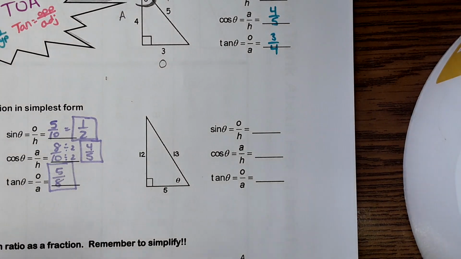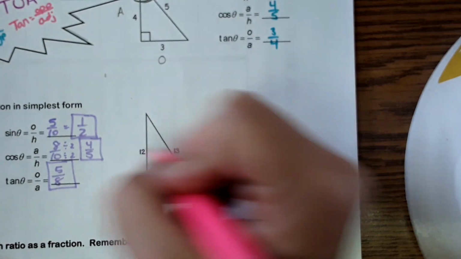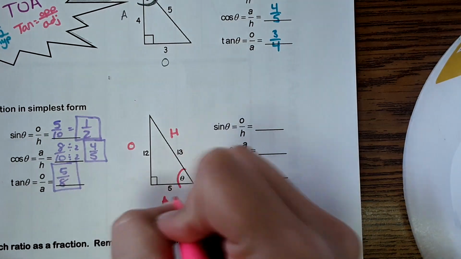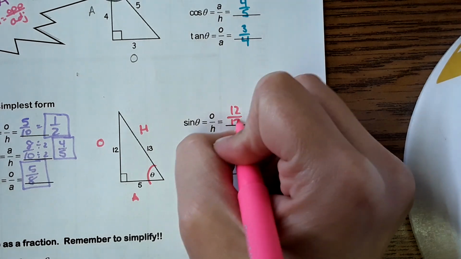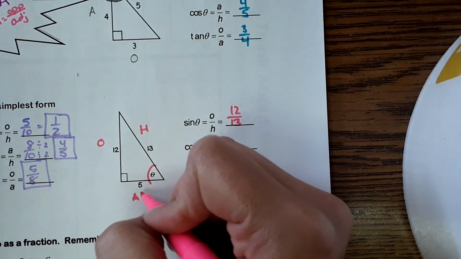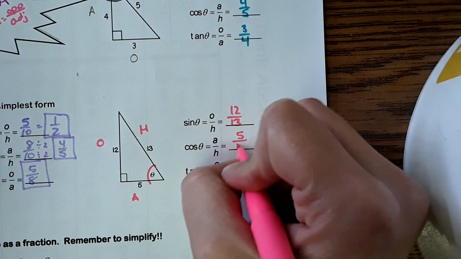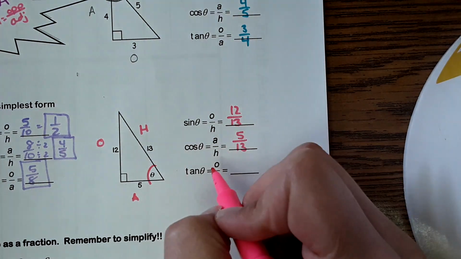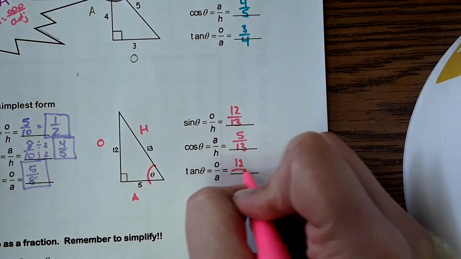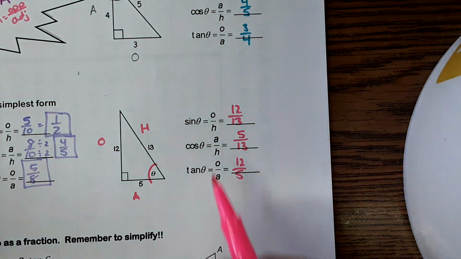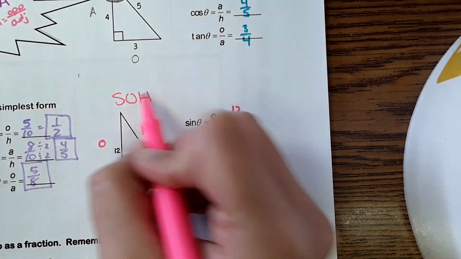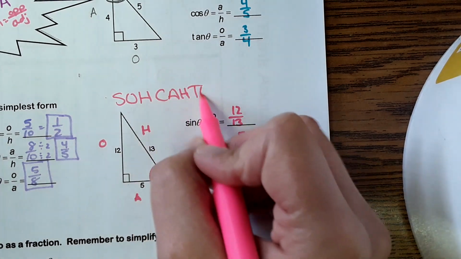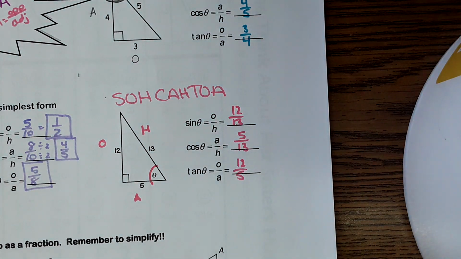For this one, you may have already done it, but here is theta, opposite, hypotenuse, adjacent. It comes out like that. This is coming back to easier than it felt.